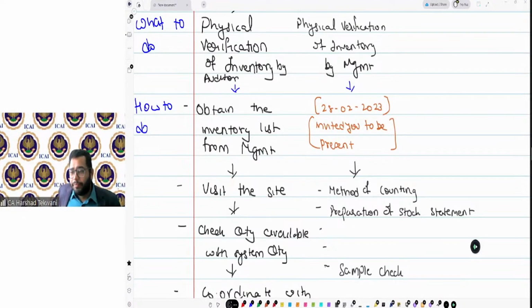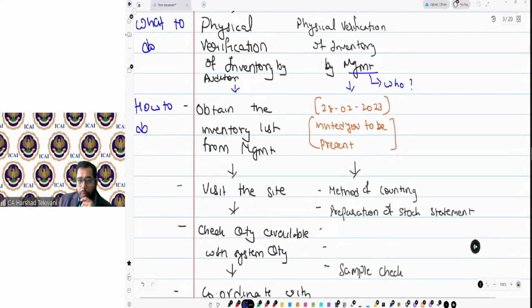What else, guys? I'm missing one very important thing here. I'll give you a hint. This word over here, who. This is your hint.